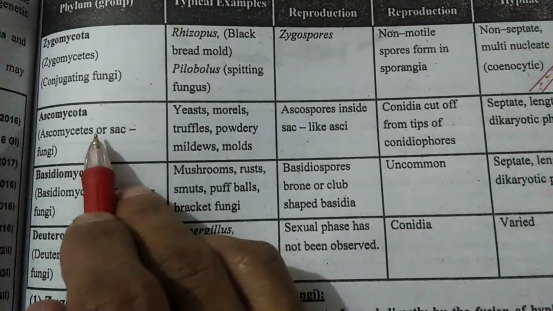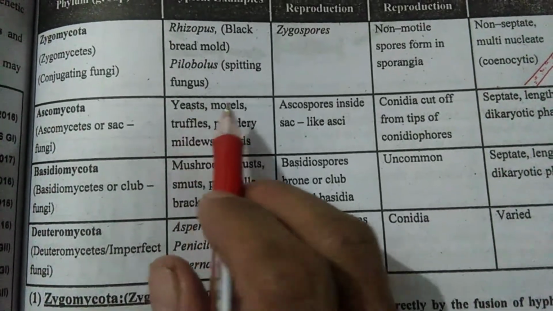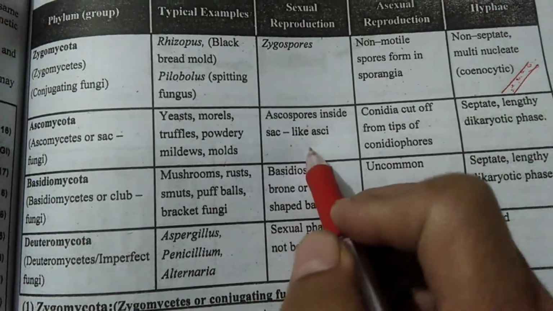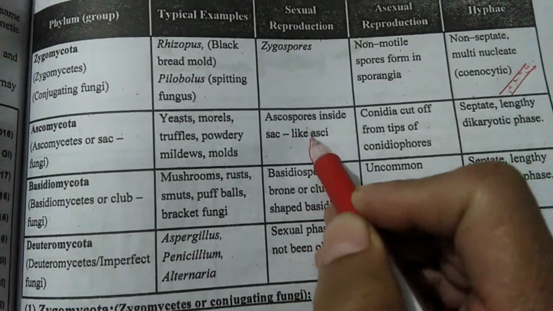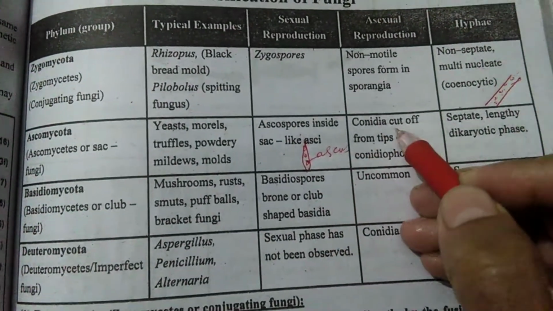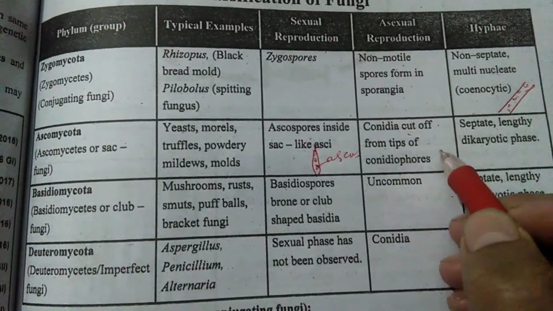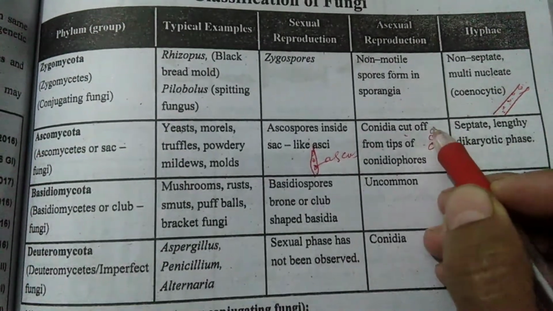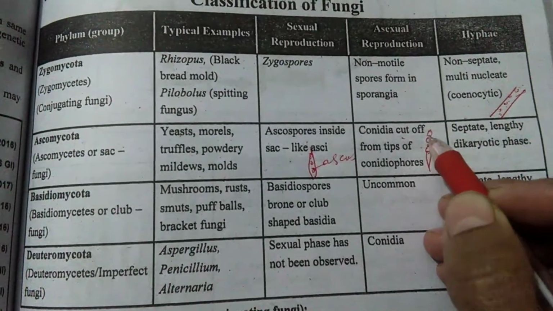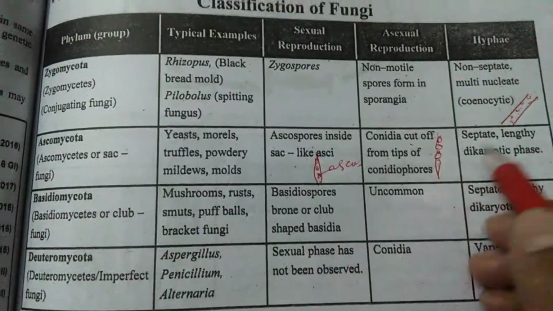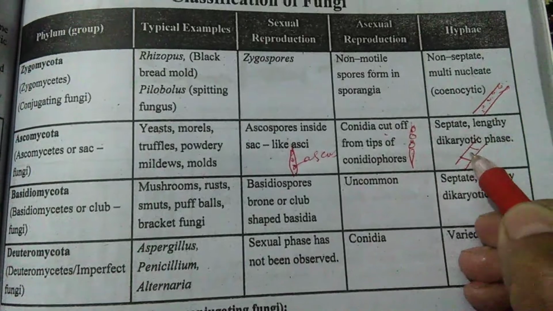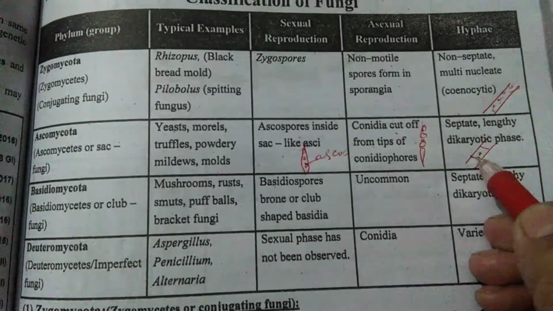Next is the Ascomycota. Examples are yeast, morels, truffles, and powdery mildews. Ascospores are the sexual spores, and as I have told you, they are produced in the ascus. Conidia are the asexual spores, which we have already discussed: they are naked spores produced at the tip of the conidiophores. The hyphae is septate, in which septa are produced, and it contains one nucleus.